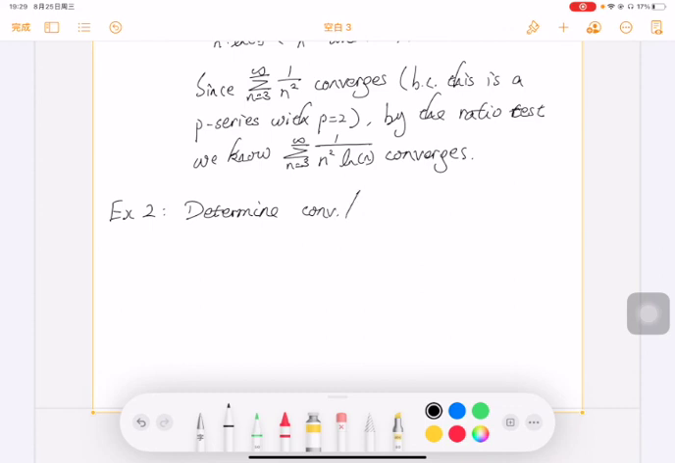Determine whether the series, the sum from n equals 2 to infinity of 1 over square root of n squared minus 3, converges or diverges. First of all, when n is larger than or equal to 2, everything is well defined, because n squared will be larger than or equal to 4, so we don't get a negative number inside the square root, and neither do we get a 0 in the denominator.